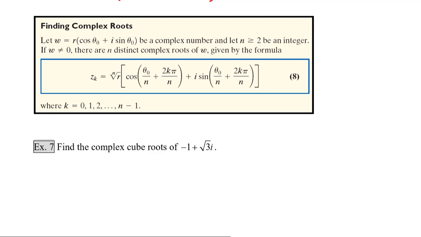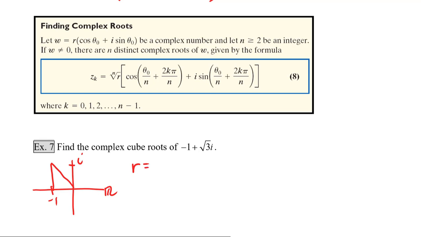Now if you look at the formula above, you have to be in polar form. So let's go ahead and write this in polar form. So we're going to sketch a graph. Here's my real axis, there's my imaginary. I'm going to go negative 1 on the real, and I'm going to go positive root 3 on the imaginary. So my angle is in quadrant 2.